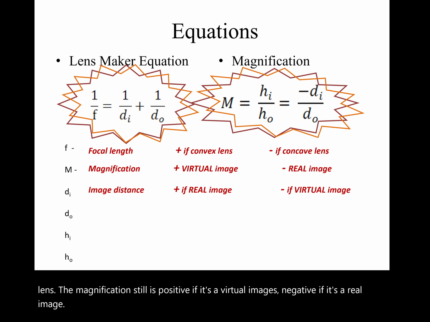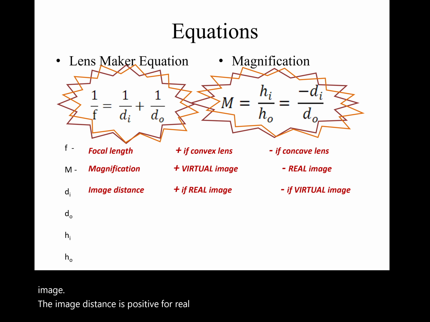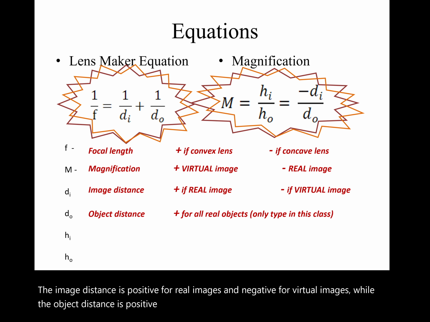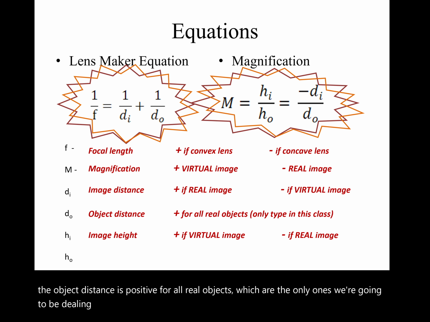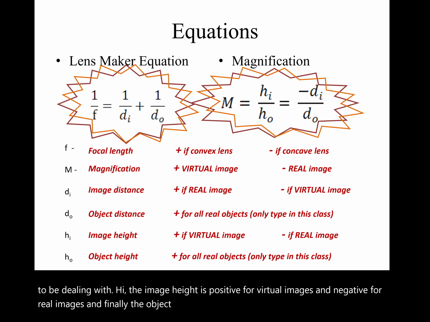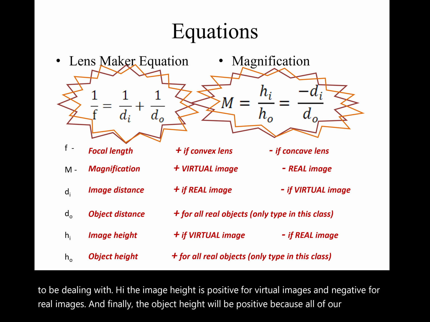The image distance is positive for real images and negative for virtual images, while the object distance is positive for all real objects, which are the only ones we're going to be dealing with. HI, the image height, is positive for virtual images and negative for real images. And finally, the object height will be positive because all of our objects will be real.